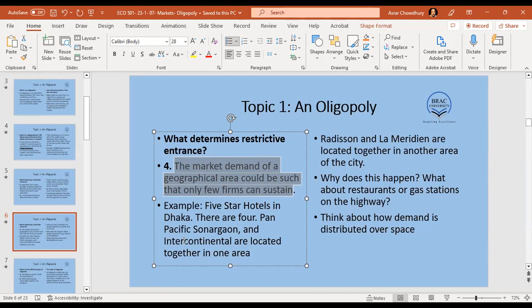Just like the neighborhood grocery shops. যে এখানে 100টা ফ্যামিলি আছে বা 200টা ফ্যামিলি আছে, so not more than 2 কি বলে grocery shops can sustain. ঠিক আছে? আচ্ছা, can you think about other examples?